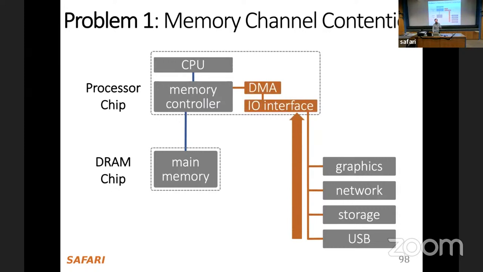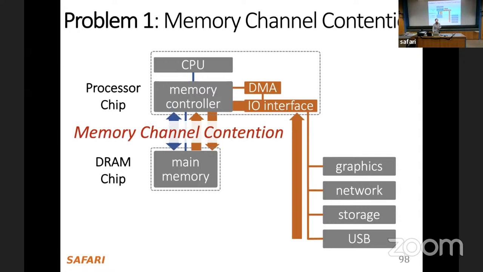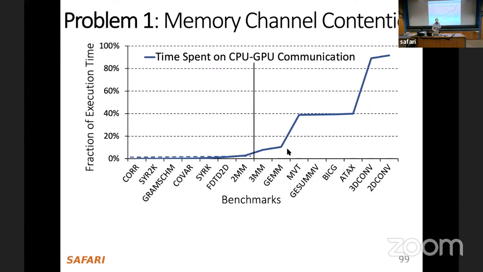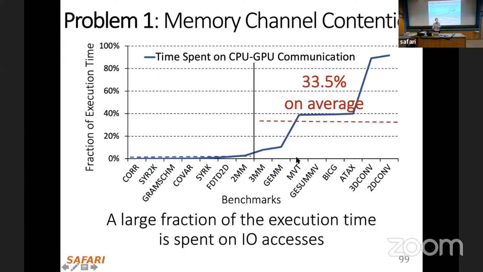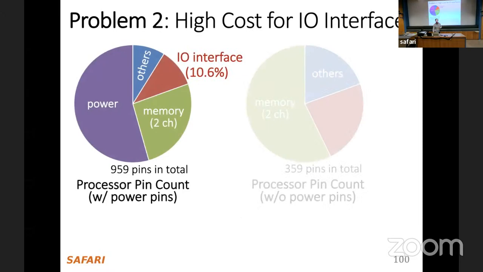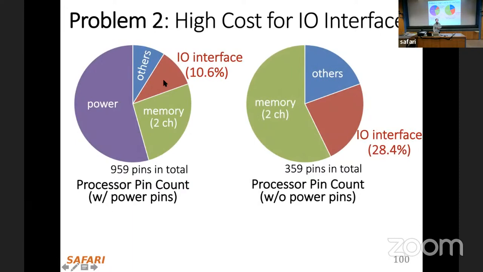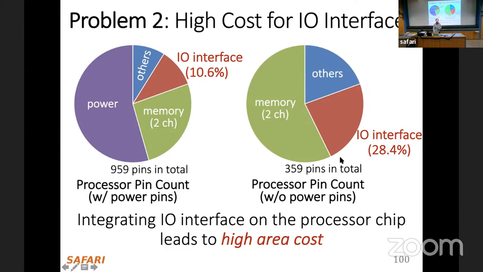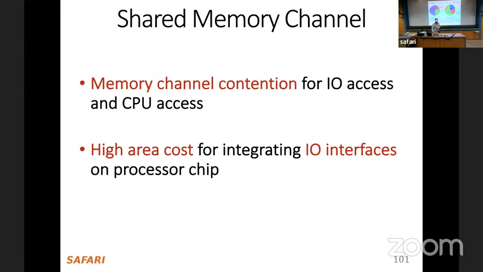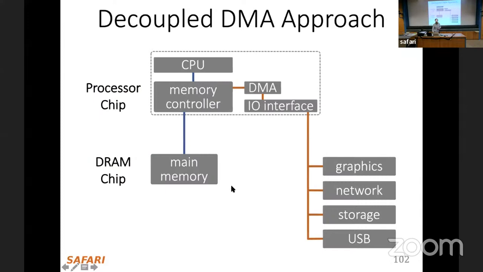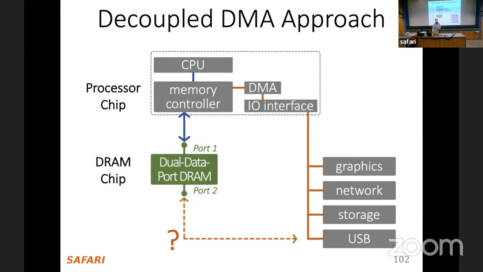And then the main memory gets contended. And we actually quantify this, and we don't have the perfect workloads, but even in some workloads which do a lot of CPU-GPU communication, you see a significant fraction of execution time spent on I/O accesses because of this. So a significant amount over here. And there's a high cost for I/O interfaces. These are some real systems. You can see the I/O interface occupies 10% of the pins over here in that real system. I don't remember which one's which. You need to read the paper. In another system, the I/O interface is 28%. So there's actually a significant amount of pins dedicated for this. So these are the two problems that this work targets. And the idea is very simple, as I said. You want to enable another channel so that the I/O interface is isolated from the CPU.